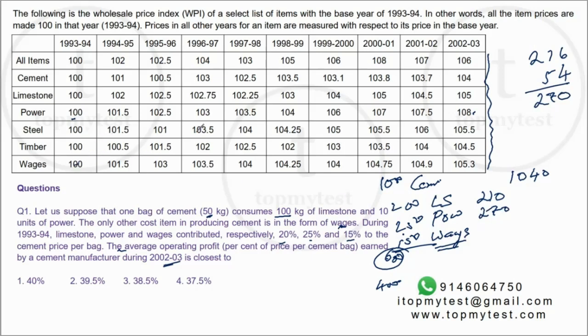Wages from 100 has become 105.3, and 150 is 1.5 times. So that will be 105.3 plus half of this. That will be 52.65. That's 158, almost 158.